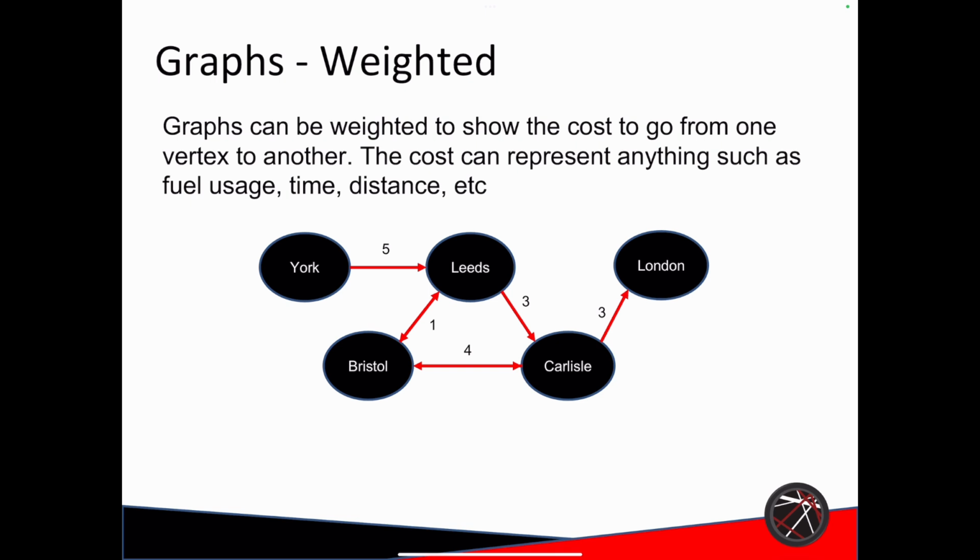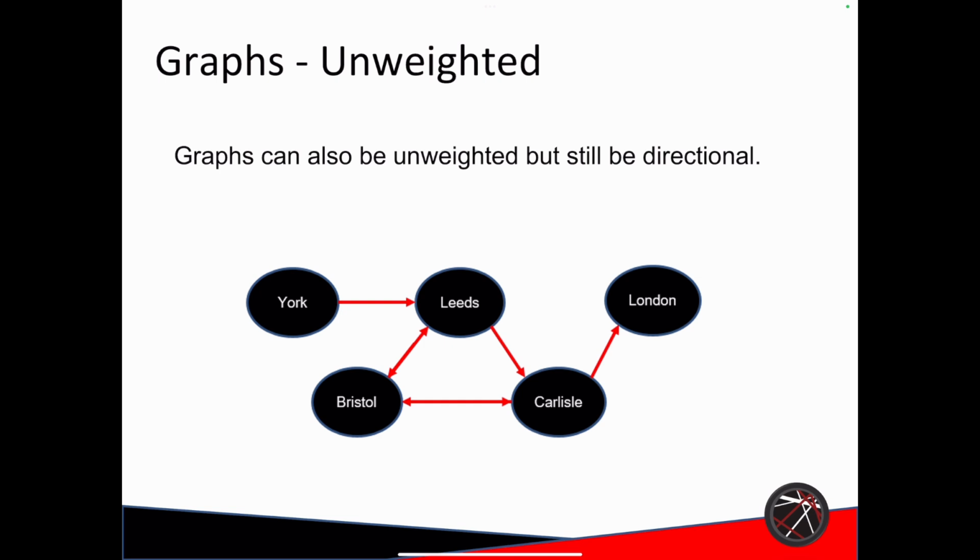That number is just a number, to be honest with you. But we can use that number to represent anything we want it to. It could be time, fuel consumption, distance, anything we wanted. But generally speaking, we are just referring to it as a number on its own. We obviously can have an unweighted one as well, and therefore there is no cost to travelling from these places, but we must still follow the routes of it being directional.